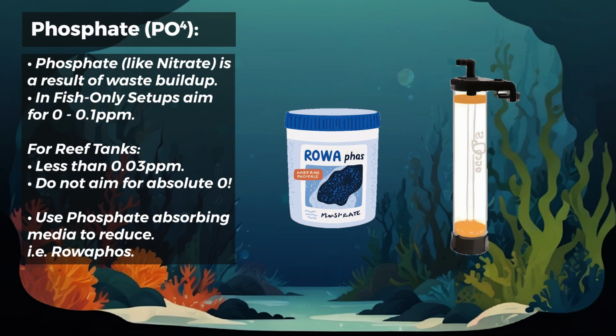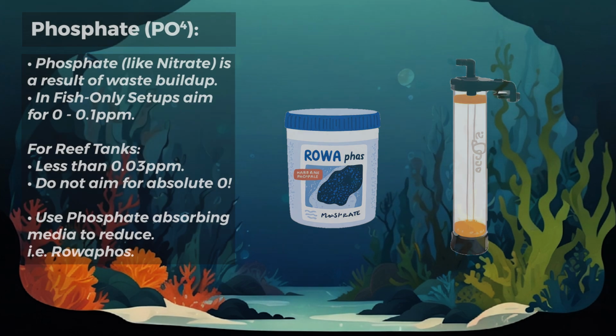It's worth bearing in mind, however, that in a fish-only system, you can really starve a chance for algae to grow if you keep your phosphates as low as possible. However, in a reef tank, you will actually need some phosphates to allow corals to grow properly, so aiming for absolute zero in a reef tank should be avoided.